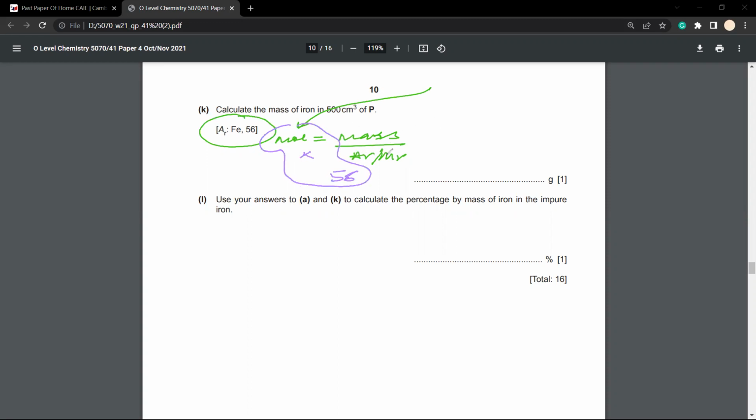So the mass I'm getting here is 1.33 grams, right? So this 1.33 grams is the mass. Now I have to calculate the percentage by mass of iron in the impure sample. Now this is the mass which I have of iron, right?